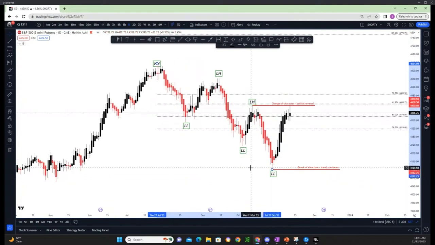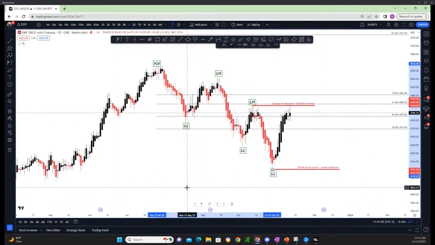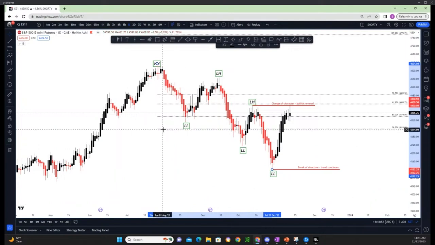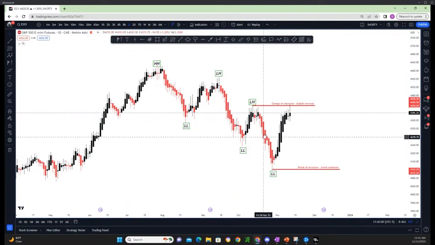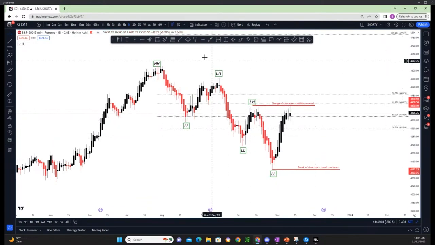No, the first level. Where are you expecting them to go? Halfway of that. I expect them to break structure first and then break character. 43.14. Halfway of that? I want a number, guys. I'm asking you if they can't build value above this 50% here.